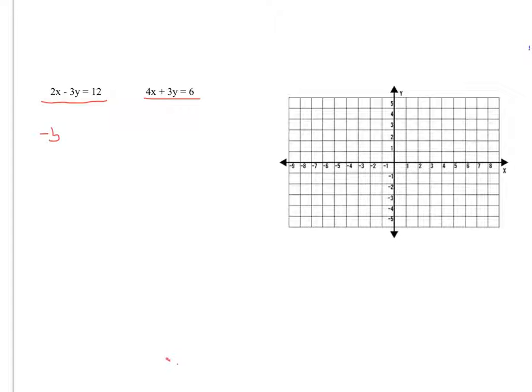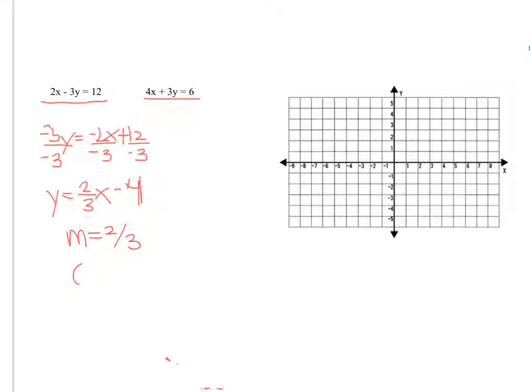So I'm going to have negative 3y is equal to negative 2x plus 12. Now I must divide every single part by negative 3. Now remember, always on equations you have to divide every single part because it's the division property of equality. So now I have y equals, and a negative divided by negative is a positive. So I have 2 thirds x, and it's minus 4. Okay, so we can see there that my slope is 2/3 and my y-intercept is 0, negative 4. Fantastic. Let's graph that line.